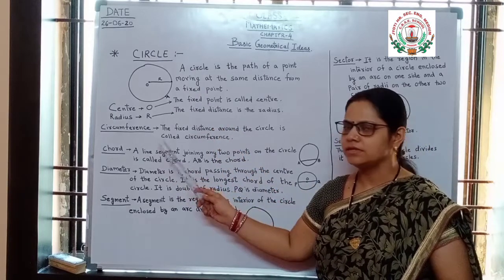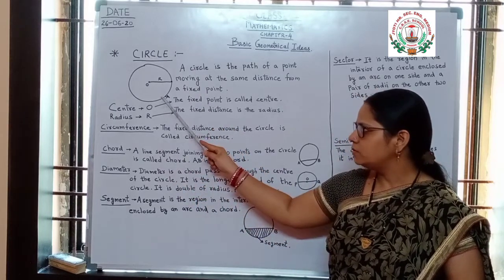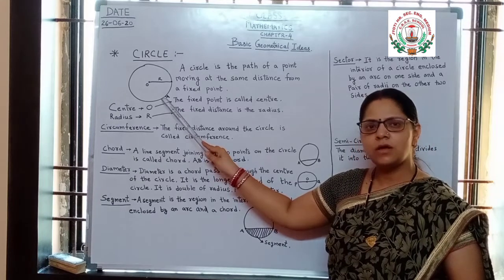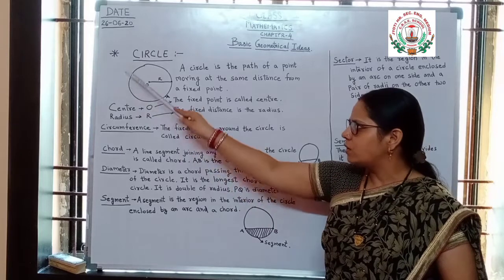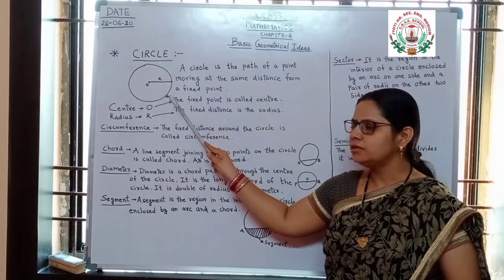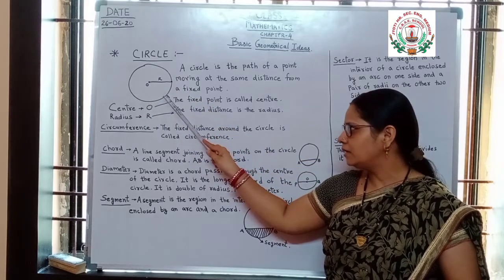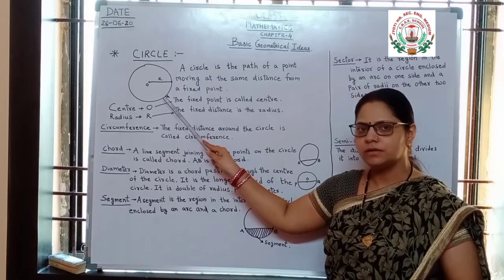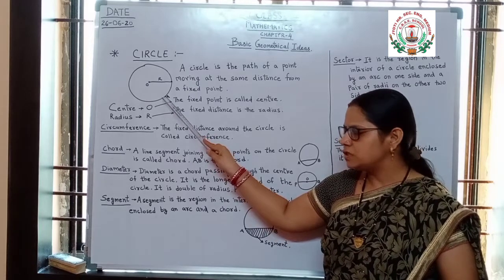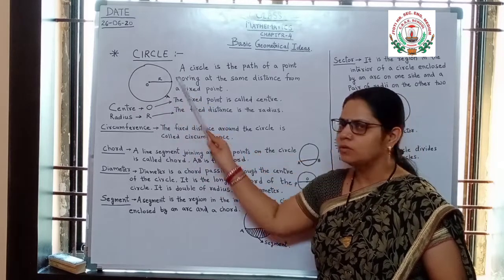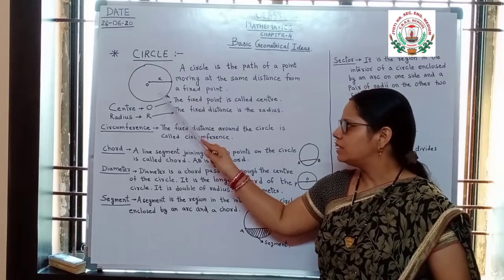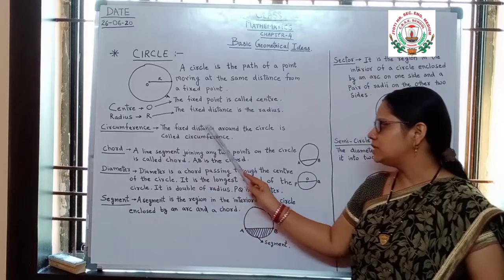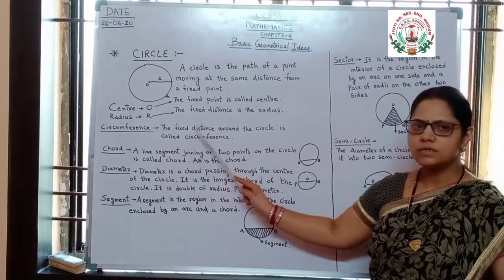Now circumference. As I have explained, if you keep your pencil at one point and start moving along the circle, covering the whole circle and coming back to that same point, that is called the circumference. The fixed distance around the circle is called the circumference.